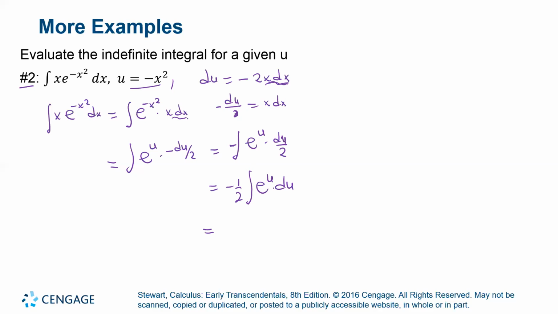So by the way, the antiderivative of e to the u is e to the u. So this will be minus 1/2 e to the u, then plus a constant. Okay, so that gives us minus 1/2 e raised to minus x squared plus c. Okay, so that gives us the answer. Now, why did they say to use u equals negative x squared, which is this exponent? Because when I differentiate, I have the x times the dx there.